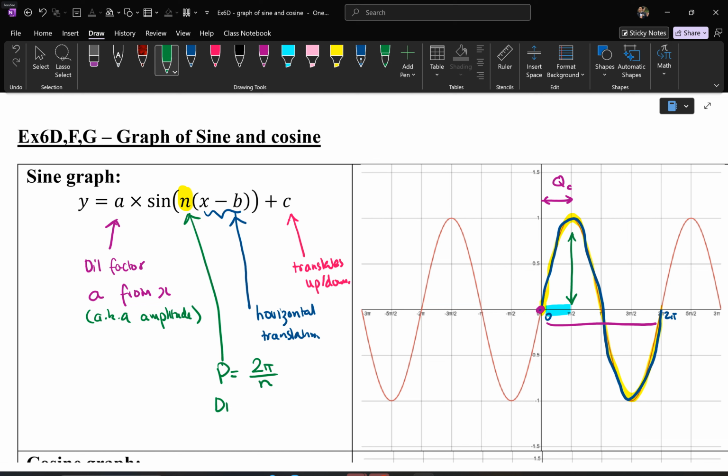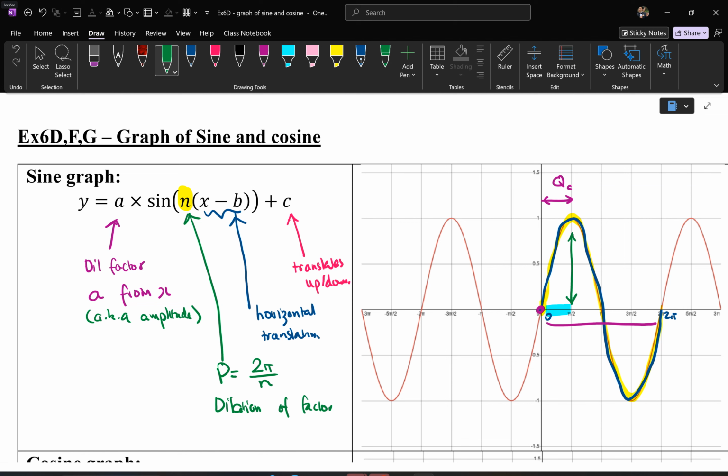It is actually the dilation of factor. Now, unlike the one that I got Samuel to do, that was factor of a. So we know that when it's affecting the y values, it's just a factor of a. But when you're affecting the x values, it's going to be the reciprocal. So if it's n, let's say 2, then it's going to be dilation factor half from the y-axis. And it just basically means you're compressing the graph closer.